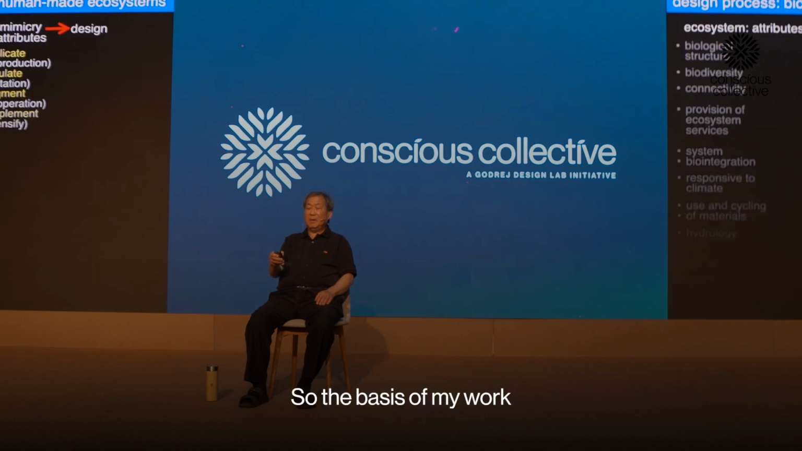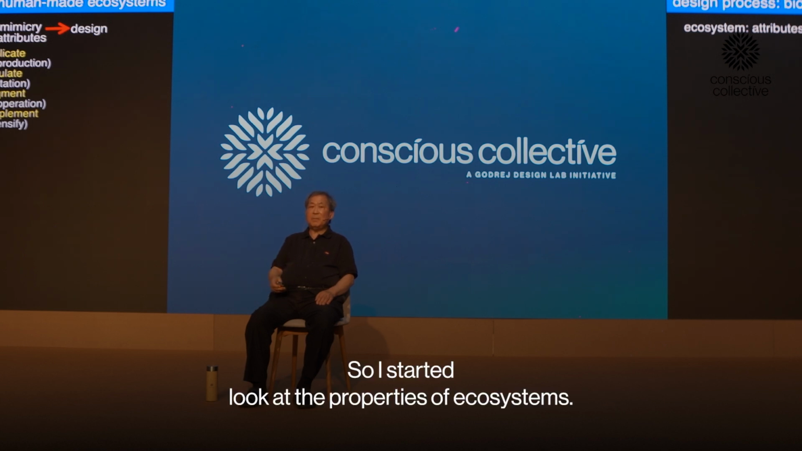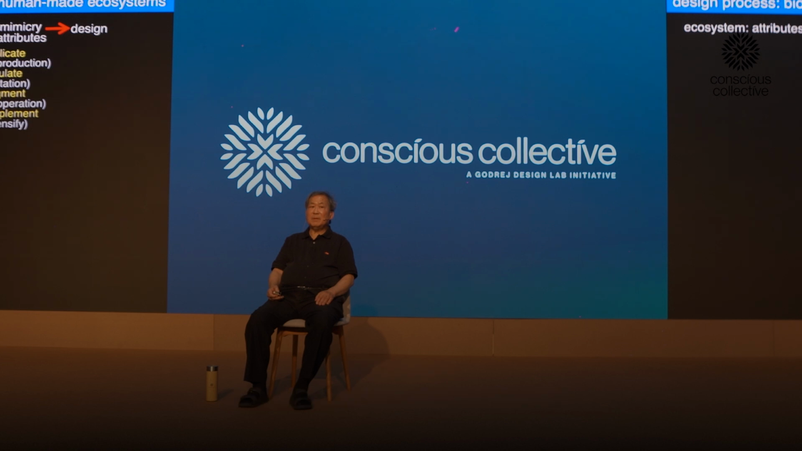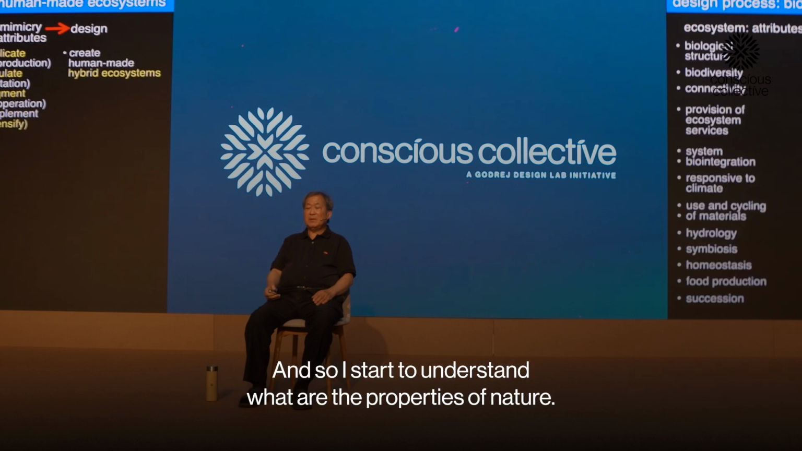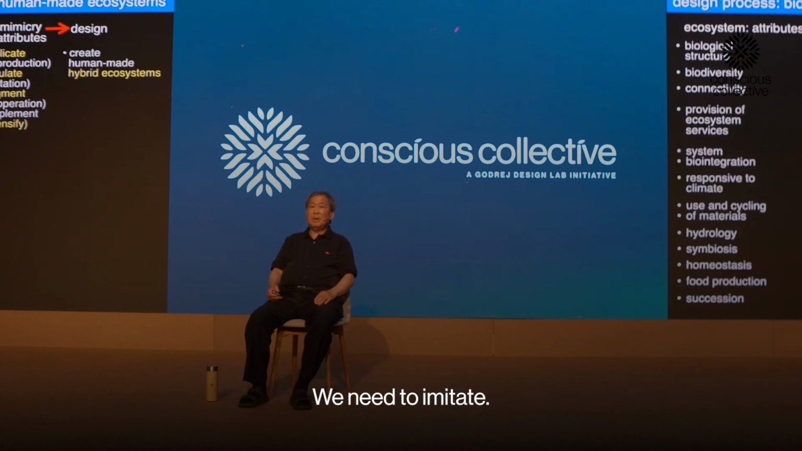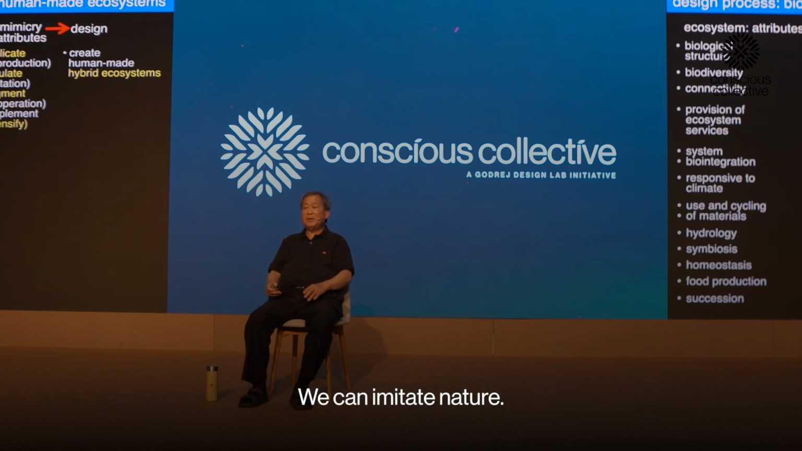And so the basis of my work is how to build constructed ecosystems. So I'll start to look at the properties of ecosystems. We need to imitate nature. This is what nature-based design is about. And so I start to list down what are the properties of nature we need to imitate. On the right-hand side are different steps by which we can imitate nature.